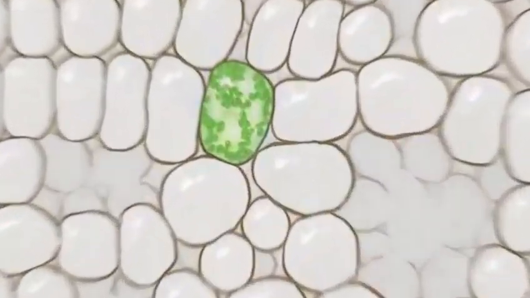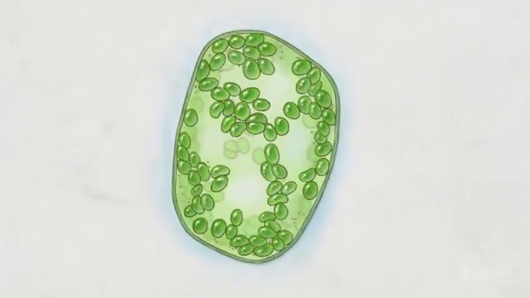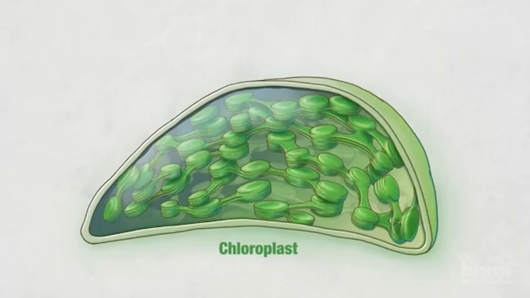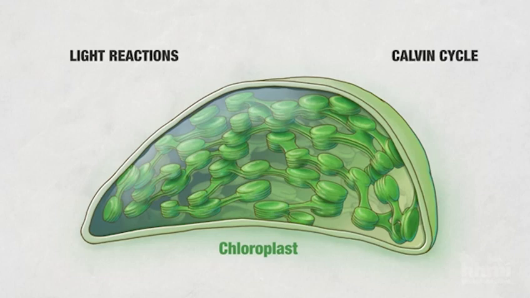Let's take a closer look at a chloroplast, the organelle where photosynthesis takes place. Photosynthesis consists of two sets of chemical reactions, the light reactions and the Calvin cycle. They occur in different regions of the chloroplasts.